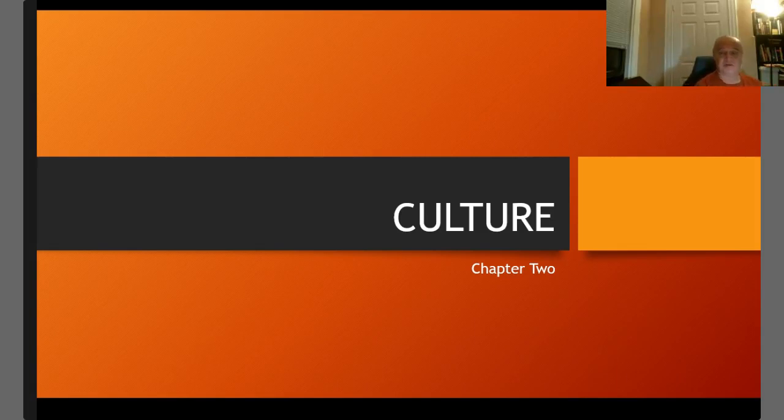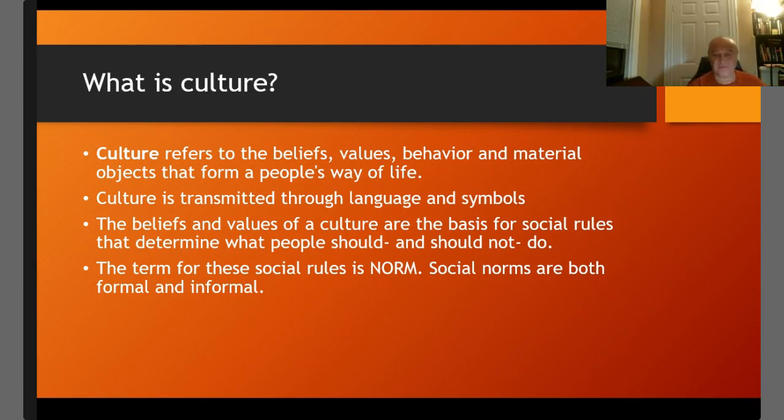But first I wanted to talk a little bit about our topic for this week, culture. So what is culture? Culture refers to the beliefs, values, behavior, and material objects that form a people's way of life. Culture is transmitted through language and symbols. The beliefs and values of a culture are the basis for social rules that determine what people should and should not do. The term for these social rules is norm. Social norms are both formal and informal. We'll talk about these a little more in a minute.